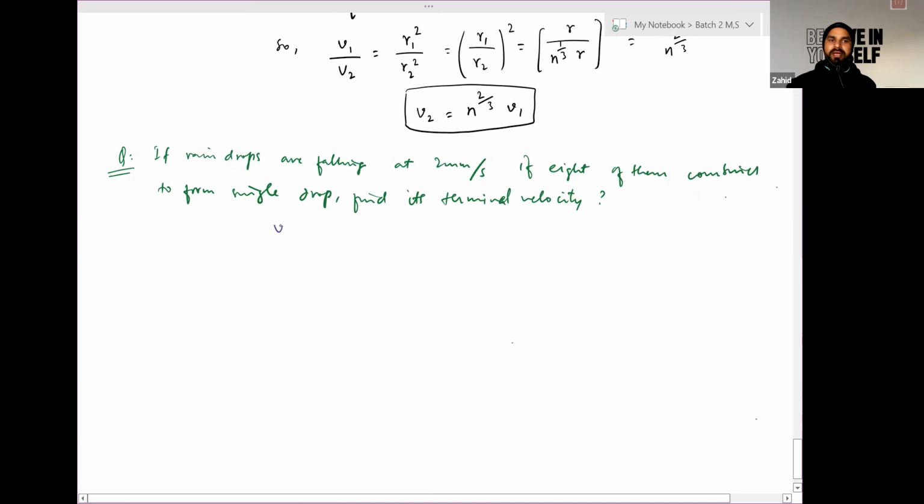In this question, we have V1 as 2 mm per second. Number of drops is 8. So we have to calculate V2. Just use the above formula and simplify it.